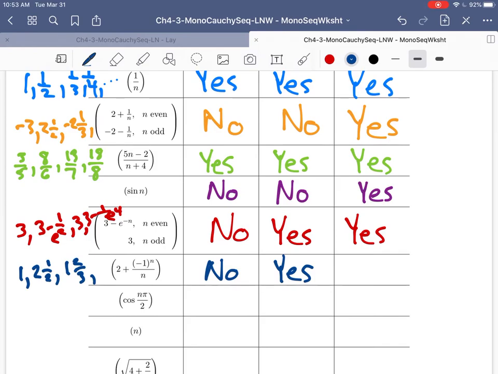And is it bounded? Yes, it sure is bounded. So we don't ever get a number that is larger than 2.5. So it's bounded above by 2.5. It's bounded below by 1. So we have this bounded sequence.